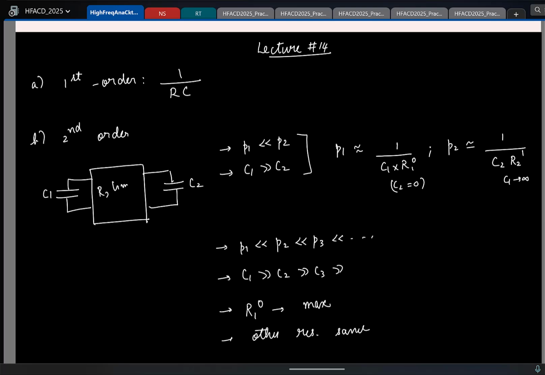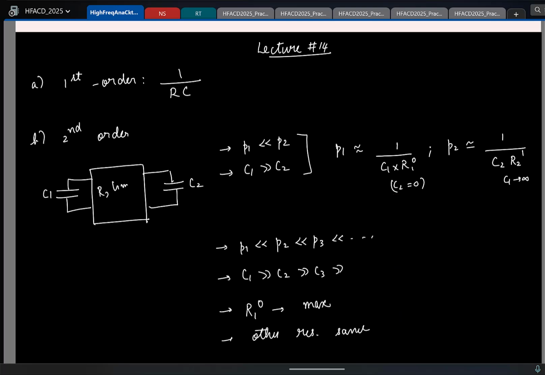But the main thing is that at least these two should definitely be satisfied. Poles should be far apart, and the capacitances should also be of this ascending order, and the resistance seen by the maximum capacitance should be the largest. Only under these conditions can you do the same thing for higher order systems.